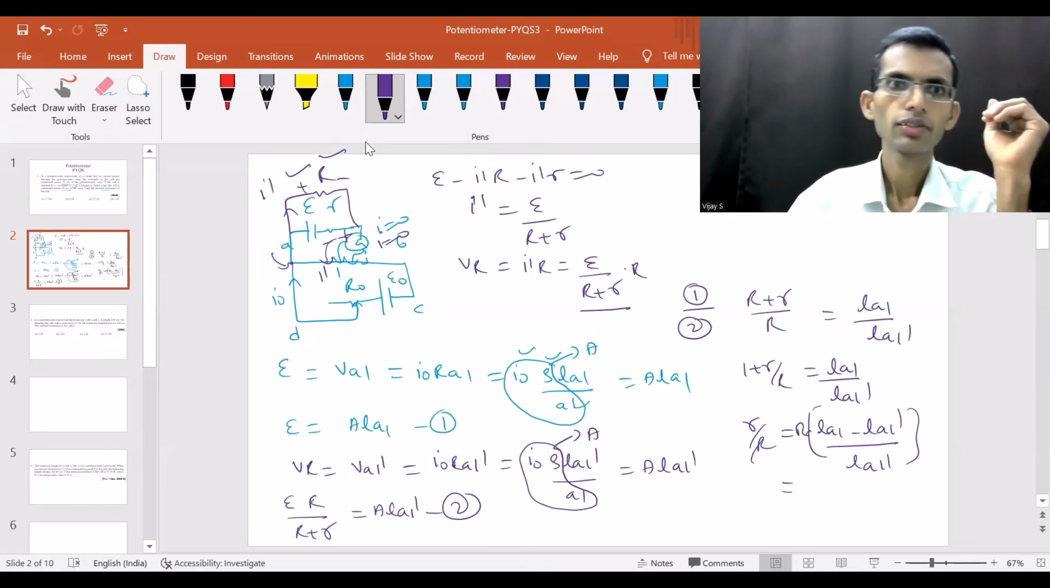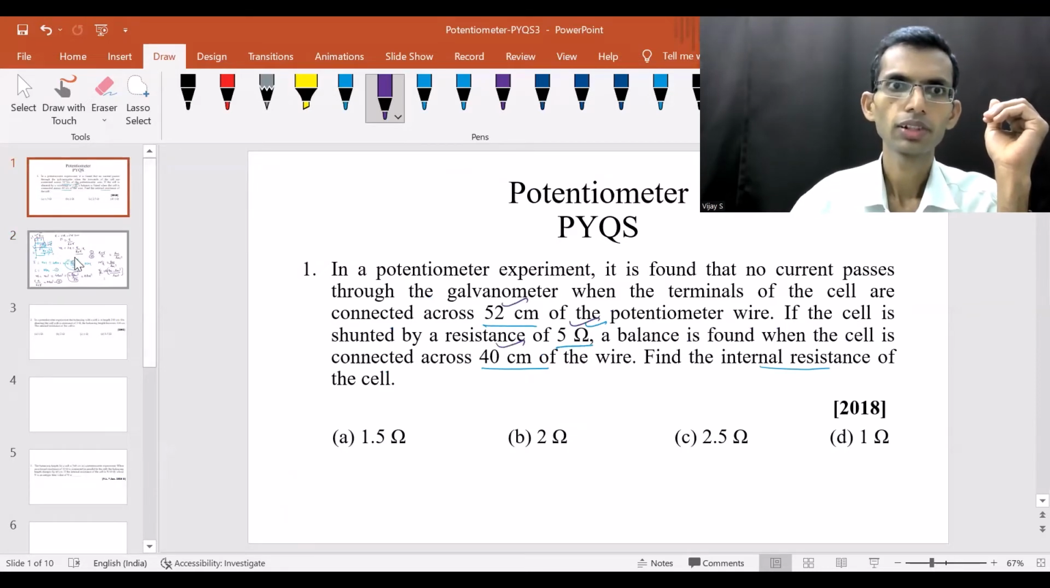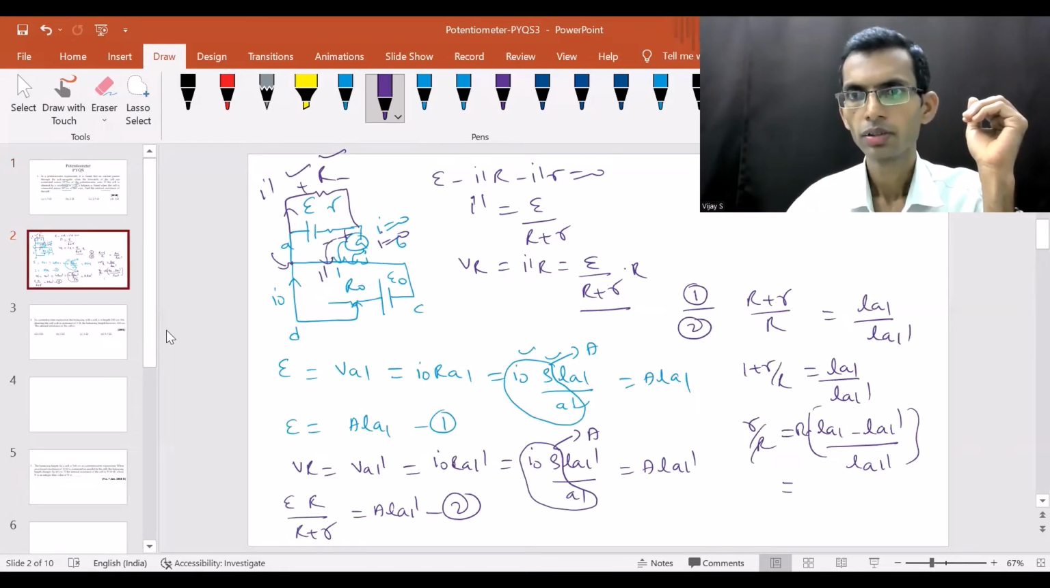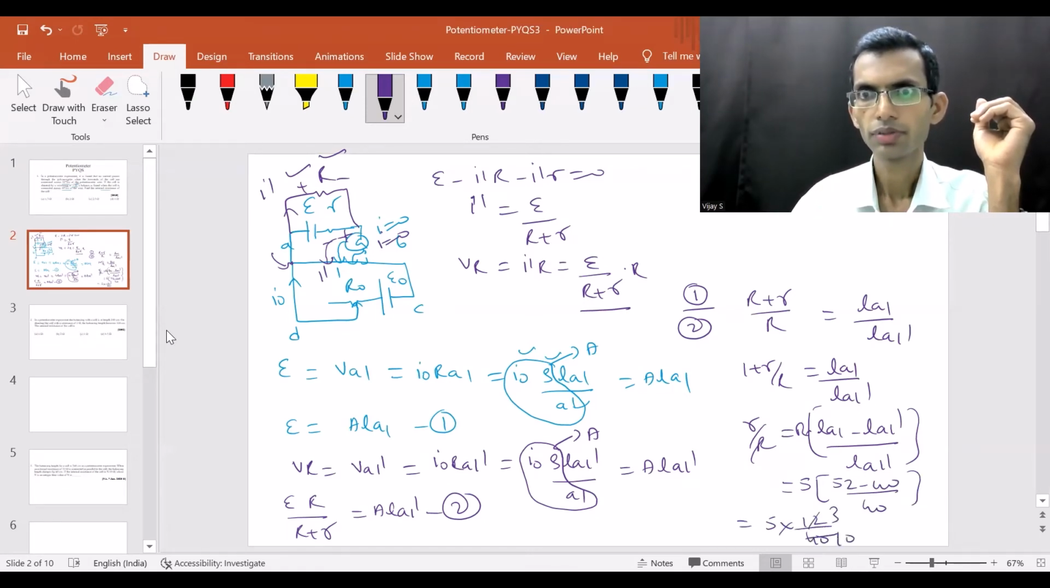So what is the R value? You can see 5 ohm. So L1 is 52, L1' is 40. We can substitute all this into this. So 5 into (52 - 40) by 40. So that means 5 into 12 by 40. So 4 3 ja 4 10 ja 15 by 10.